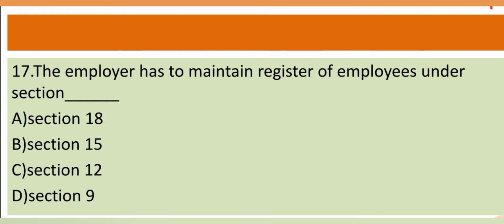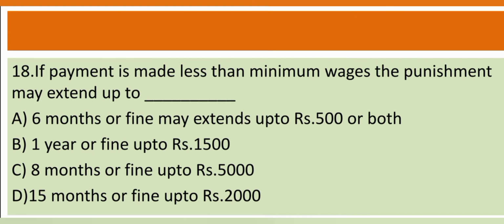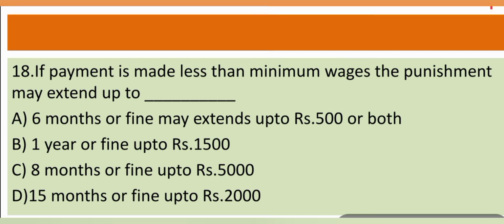Now come to question number 18. If payment is made less than minimum wages, the punishment may extend up to. So as per the law, if any employer pays less than the minimum wages, it shall be treated as an offense. And for that offense, the punishment will be 6 months, or a fine that may extend up to 500, or both. So the correct option for this question number 18 is option A.